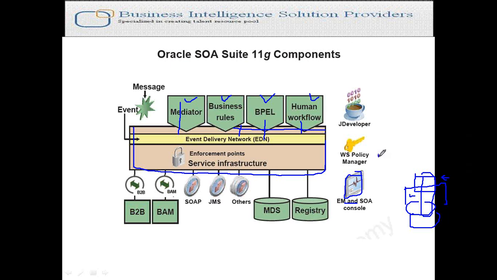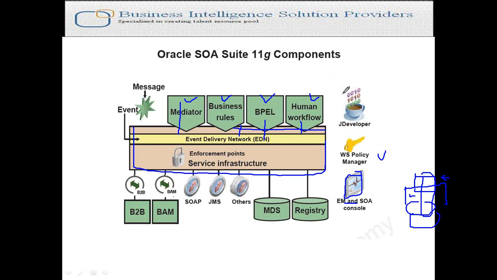WS Policy Manager is used for policies, for securing or unsecuring your web services. Suppose I want to connect to Visa web services or the Visa sites. Obviously, Visa does not allow it unless it is a secure transaction. So they give you something called public key encryption and all that stuff. So if you have to put it in your system, you have to use WS Policy Manager.